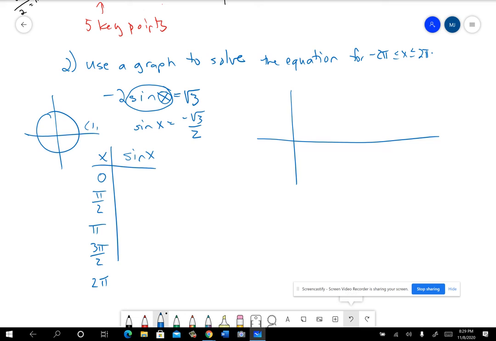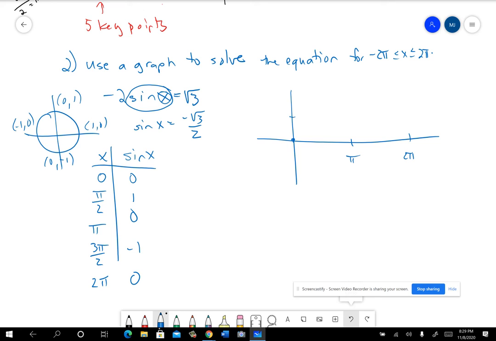As you go around there, right? So it starts at 0, goes to 1, then it's back to 0, then it's down here at -1, and then it's back to 0. Okay, so that's what you've got to graph. So you're going to graph 0, 0. Let me go ahead, here's pi, here's 2 pi.